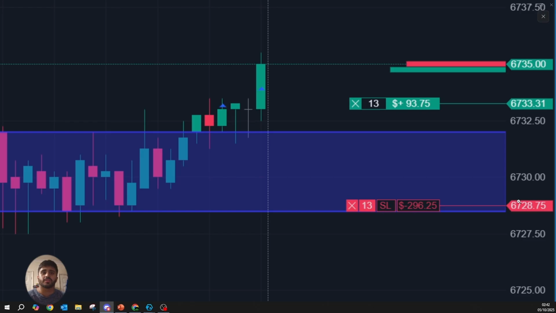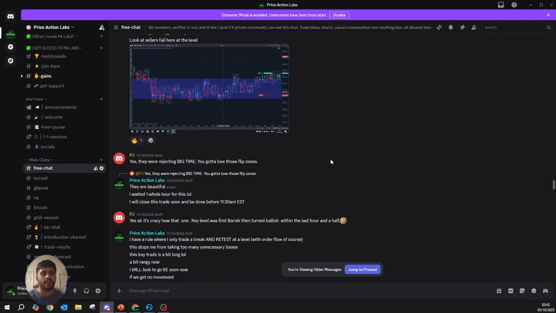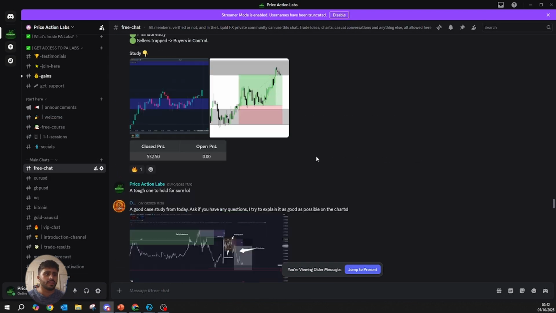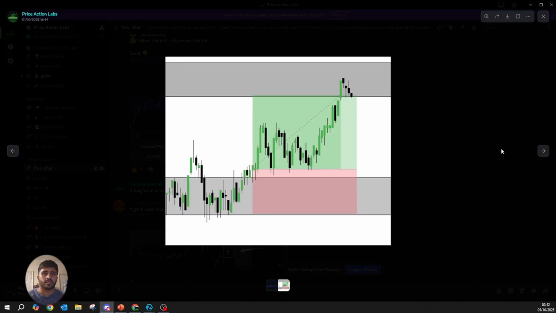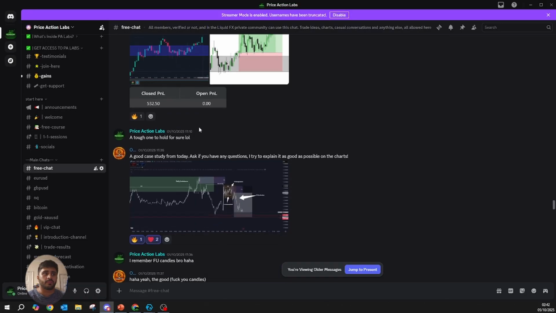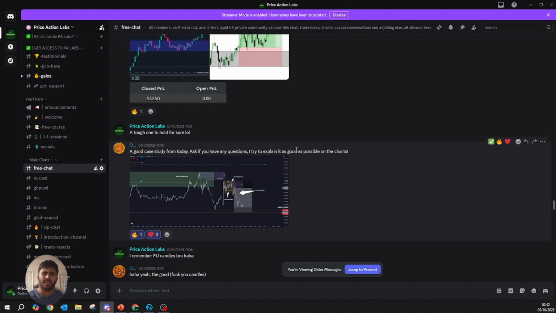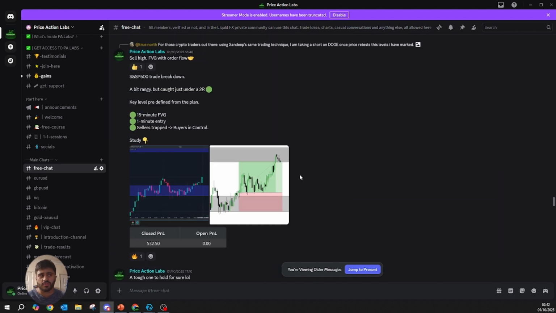67.33, stops just above this level, 67.28. So about $300 risk for a 600. So it's about a 1 to 2.5. However, I closed a little bit early. So my trade as well was from here to here. This was my execution that day, and profits for that day were 532. So that was roughly about a 1 to 1.8, roughly a 1 to 2 R risk reward.